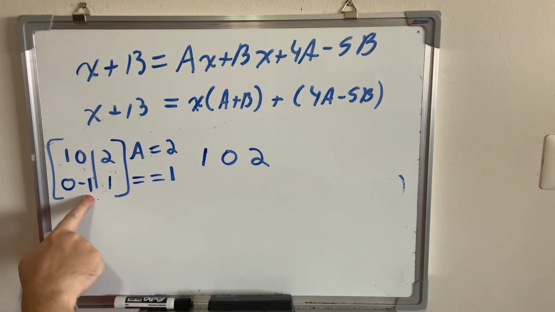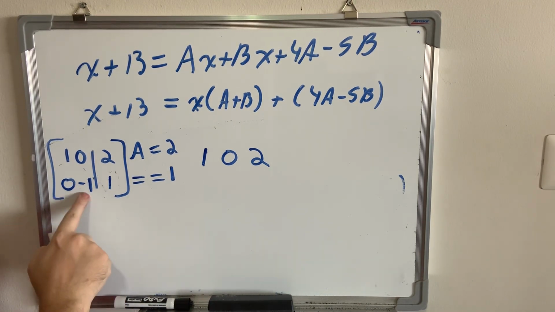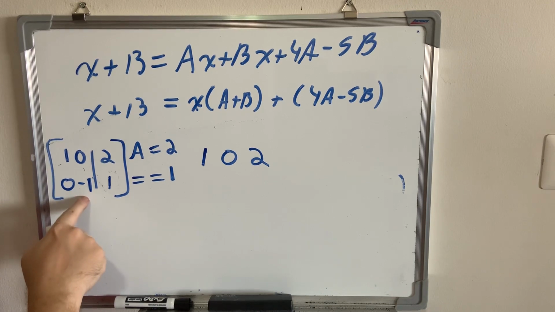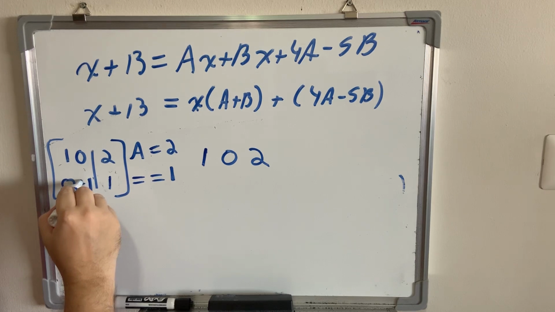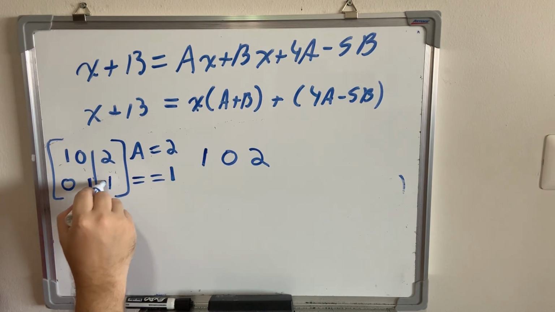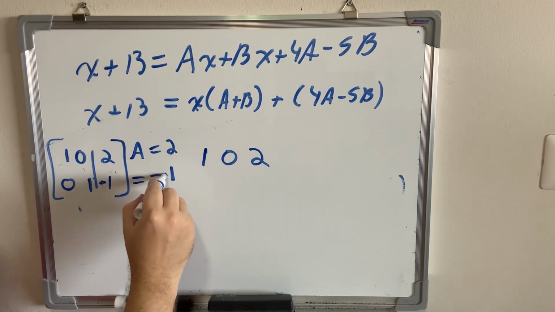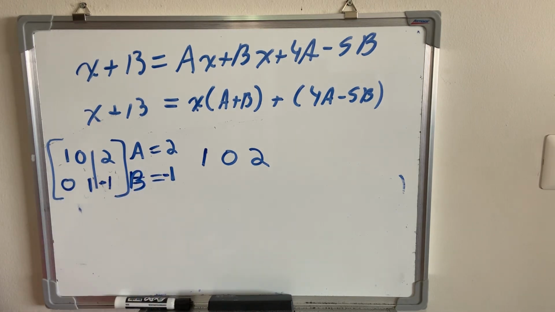-1, pardon. One thing. Since this is a -1 and it has to be +1, I multiply this row by -1, which turns this number positive and this number negative. And the result for B is -1.